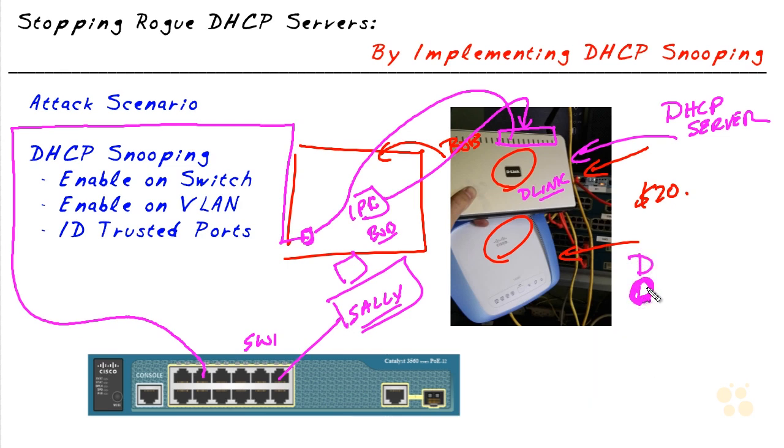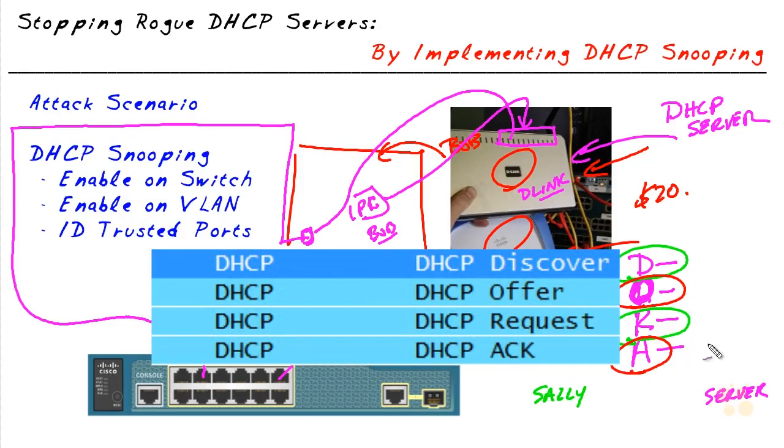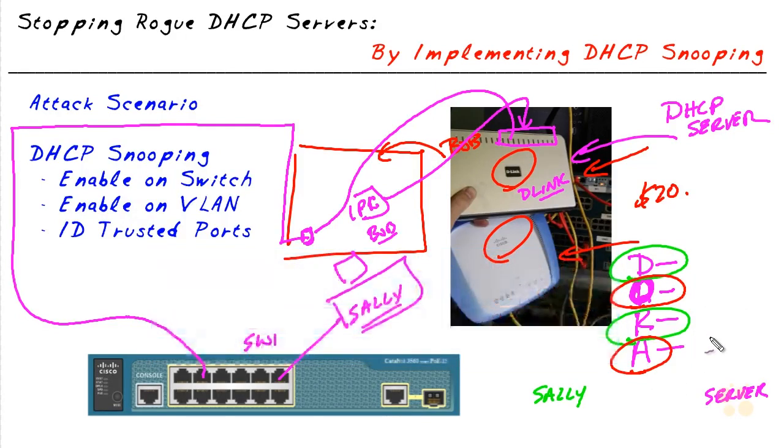Now, the DHCP process has 4 major steps, and they are DORA. There's a discover packet, there's an offer, a request, and the acknowledgement. Now, the client is going to do the discover, and the client's also going to send a request. And the DHCP server, I'll put those in red, the server is going to do the offer, and the server is also going to do the acknowledgement. So if we have Sally here, and we have the server here, the conflict that we're going to have is which DHCP server is Sally going to get an IP address from? The D-Link that Bob brought in, or the one from corporate?